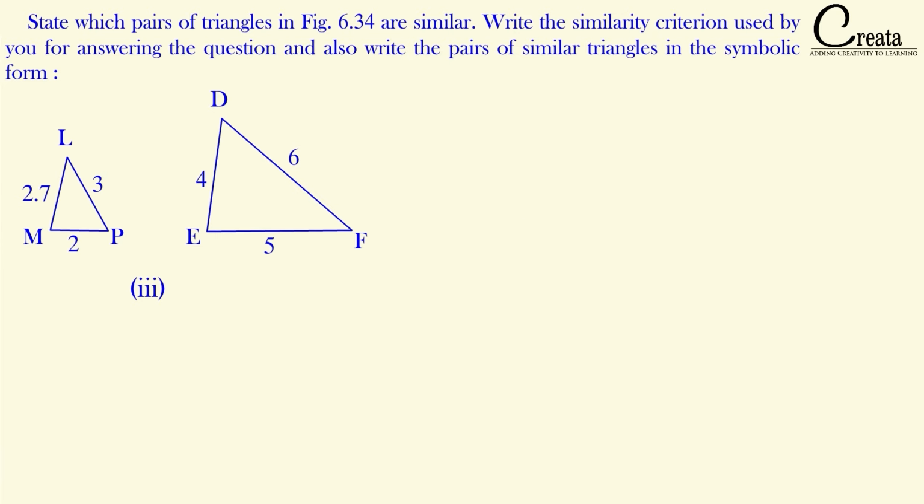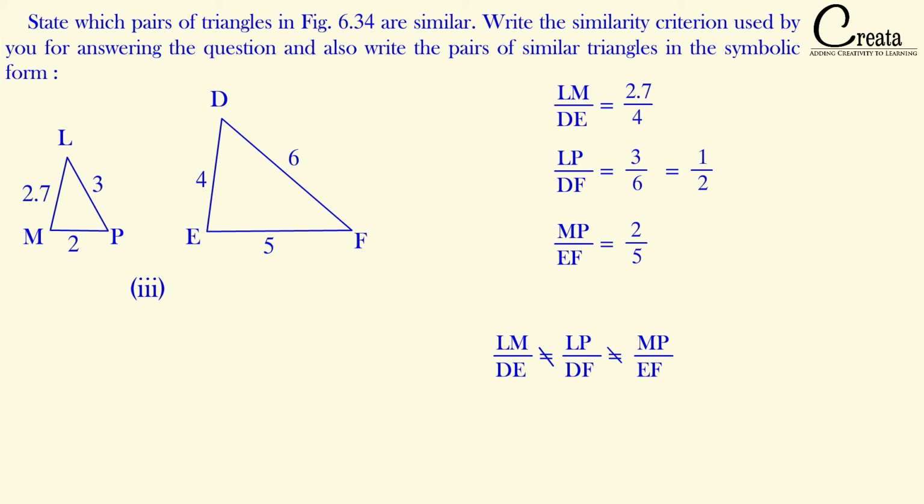Here again we are given two triangles and the sides of the triangles are given. Let's see whether the ratio of the corresponding sides are equal or not. If we take these two corresponding sides, it is 2.7 upon 4. If we take these two corresponding sides, it will be 3 by 6, which is basically 1 by 2. And if we take these two corresponding sides, it will be 2 by 5. So we can say the corresponding ratios are not matching in this triangle.